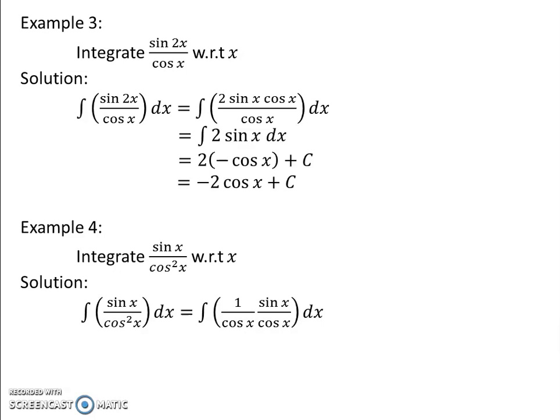So integration of sin x upon cos square x dx is equal to integration of 1 upon cos x into sin x upon cos x dx. That is equal to, 1 by cos x is sec x, sin x upon cos x is tan x. So integration of sec x into tan x, and we know that integration of sec x into tan x is sec x plus c. Hence the answer is sec x plus c.